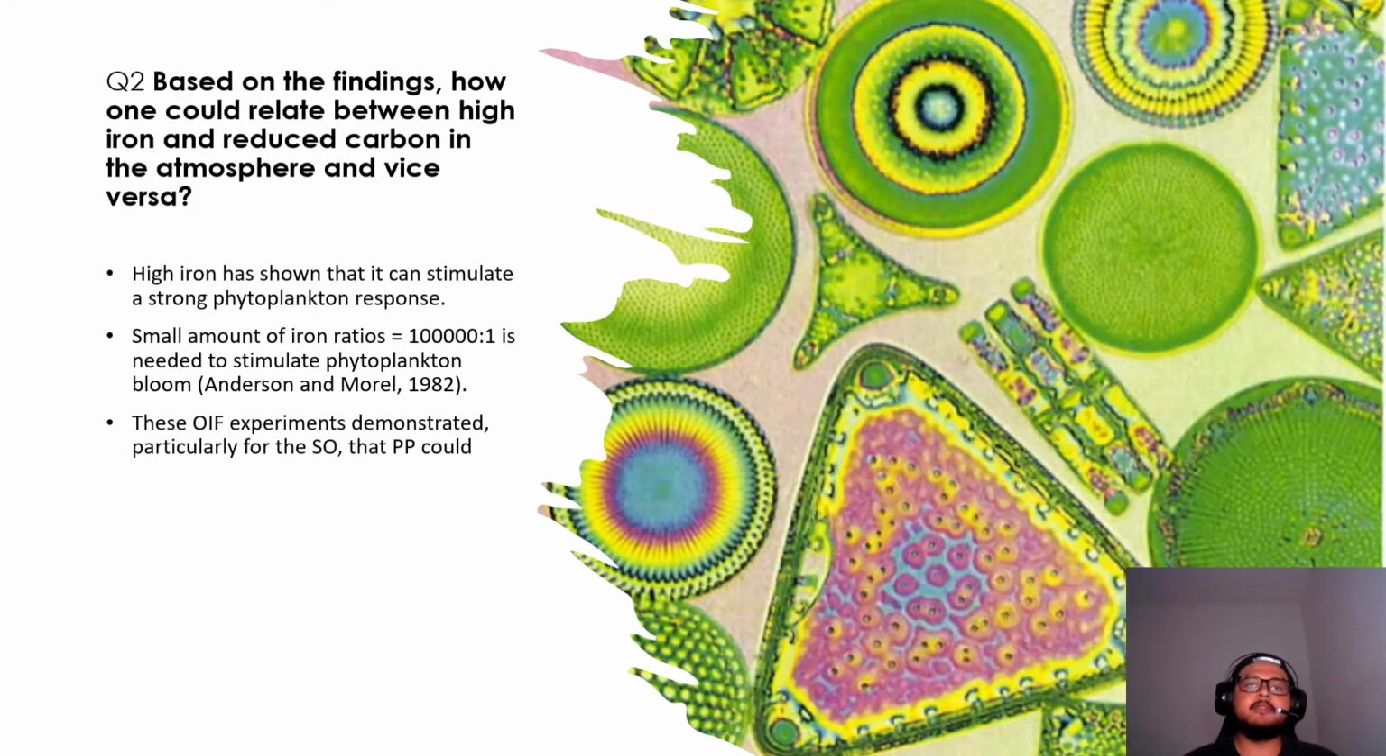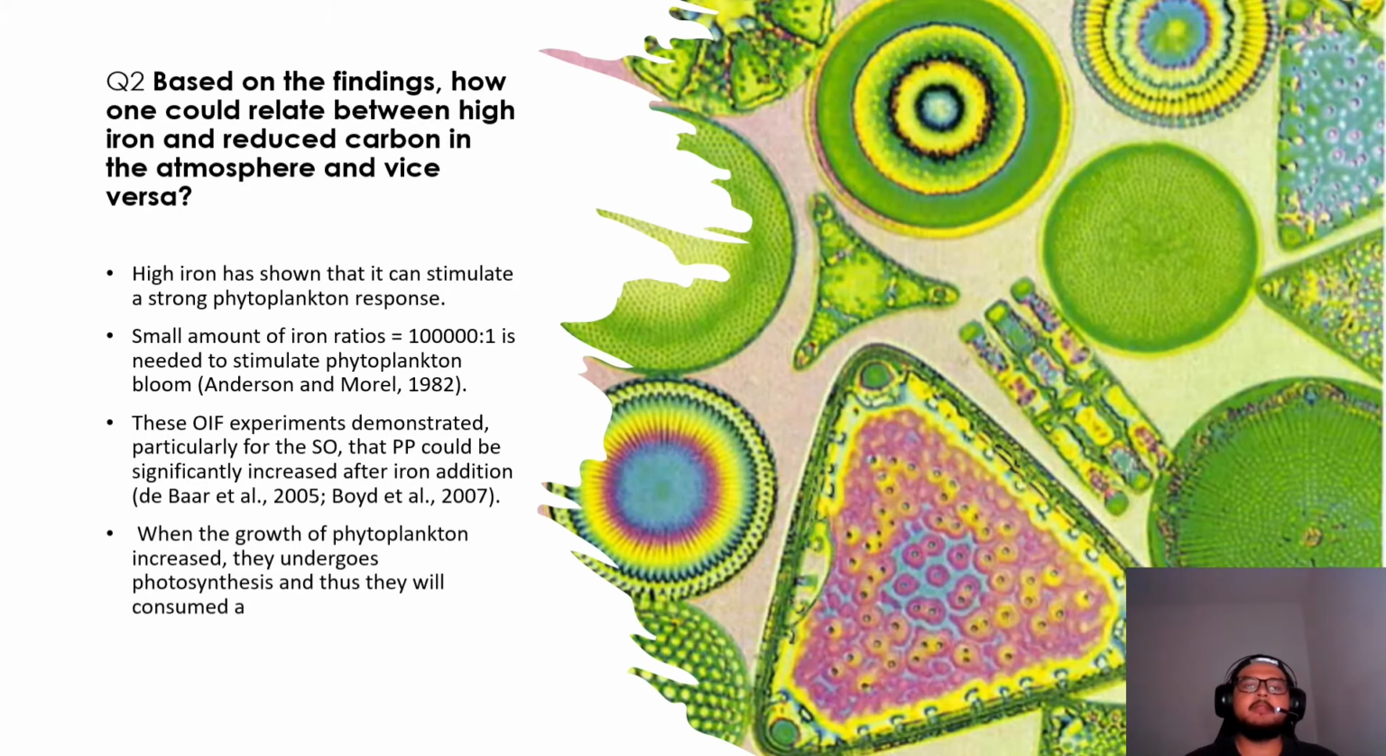Ocean iron fertilization has demonstrated, particularly in the Southern Ocean, that the primary producers could be significantly increased after iron addition. When the growth of phytoplankton increases, we know that they undergo photosynthesis, and when they undergo photosynthesis, they will use a lot of carbon dioxide. When a huge amount of carbon dioxide has been consumed by these organisms, the amount of carbon dioxide in the air decreases and it will cool down the Earth.